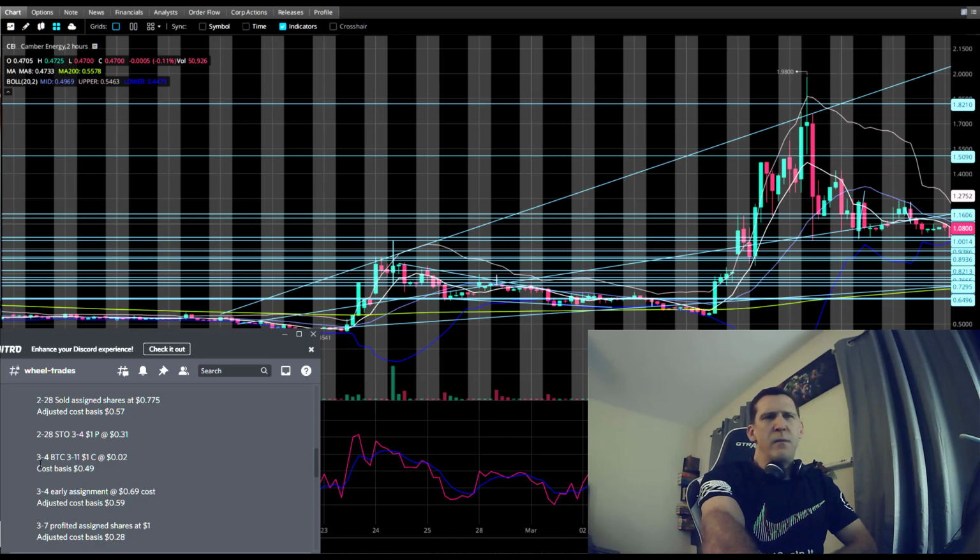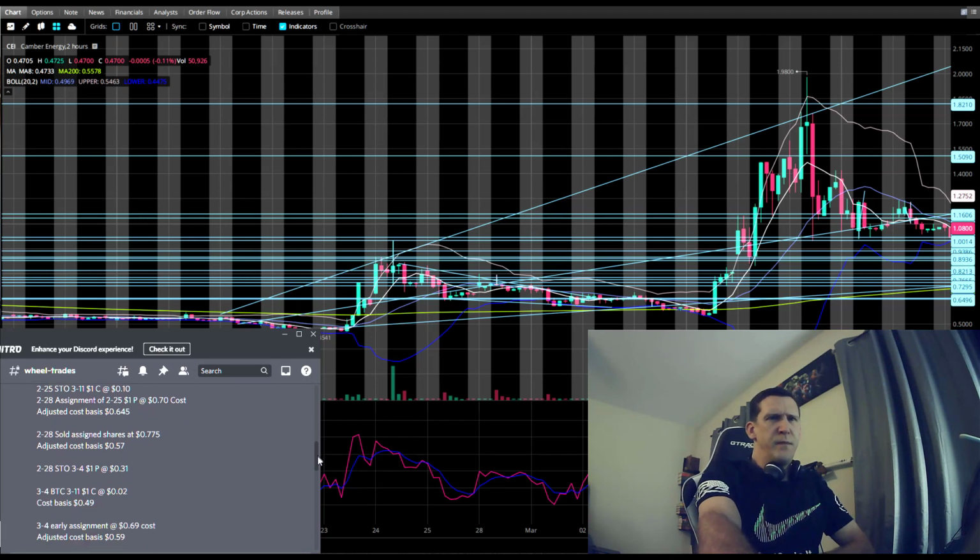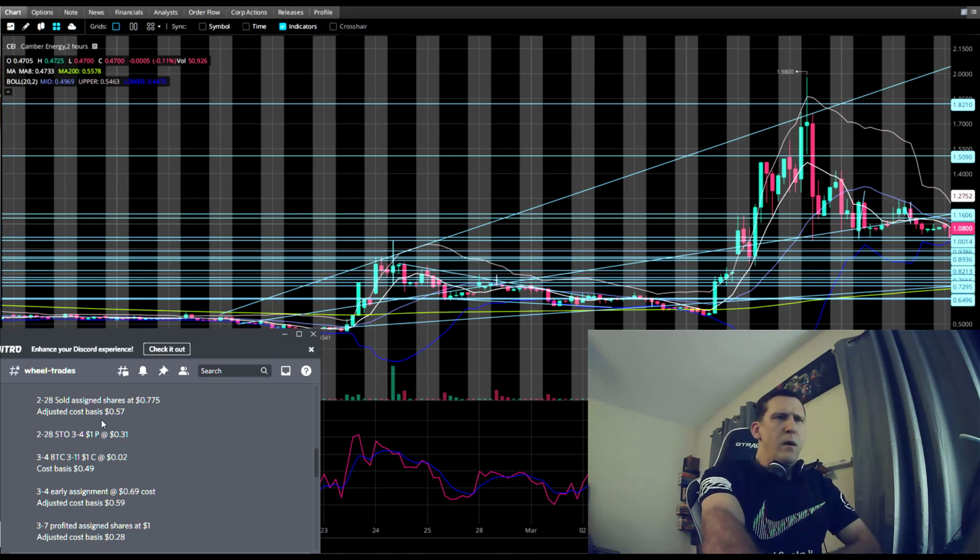Then over here, a few days later, I was able to buy to close the 3/11 expiring $1 covered calls at 2 cents per contract. Having sold those up here, right here at 10 cents a contract, buying back at 2 cents a contract, that's an 8-cent difference, so that reduces my cost basis by another 8 cents a share. Let me walk you through the rest of this here. That reduced my cost basis to 49 cents a share on my existing position.